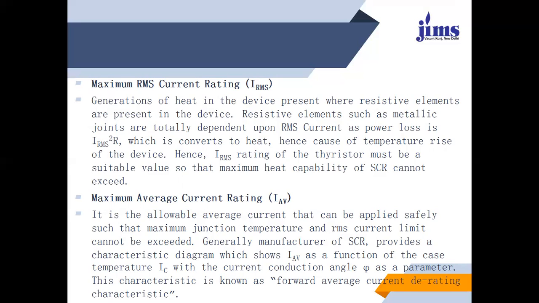the running condition. Next parameter is the maximum average current rating. It is the allowable average current that can be applied safely such that the maximum junction temperature and RMS current limit cannot be exceeded. Generally, the manufacturer of the SCR provides a characteristic diagram which shows I average as a function of the case temperature TC with the current conduction angle phi as a parameter. This characteristic is known as the forward average current derating characteristics.